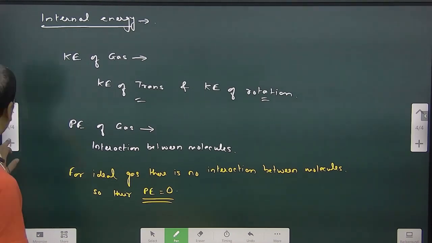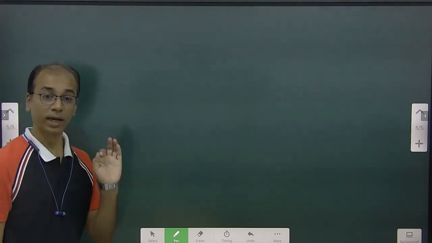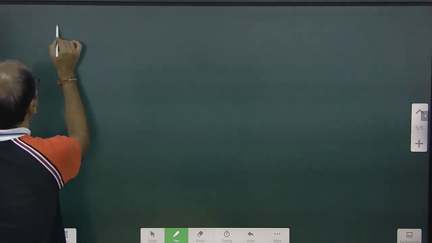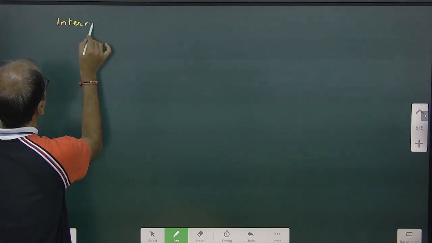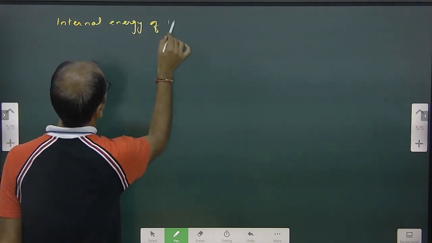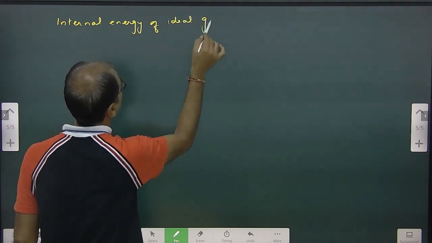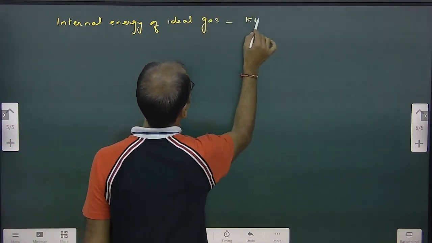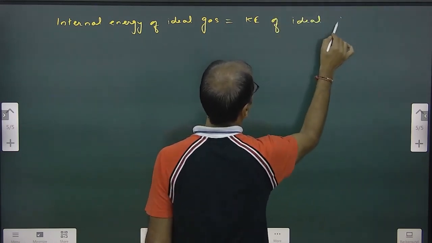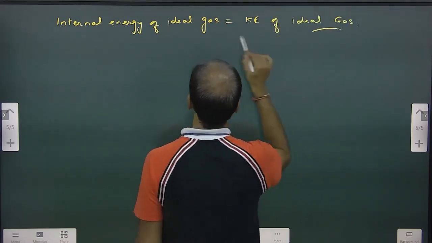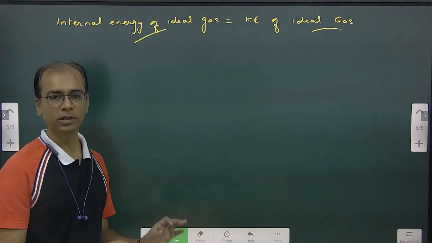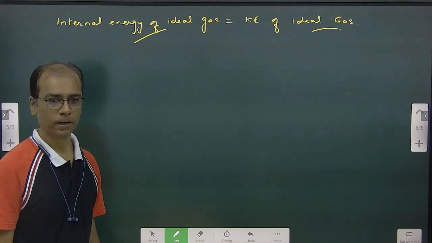So internal energy of the ideal gas is the kinetic energy. Internal energy of ideal gas is equal to kinetic energy of ideal gas, obviously. Fine. So we have clarity now that whenever we are talking about internal energy, it is kinetic energy.